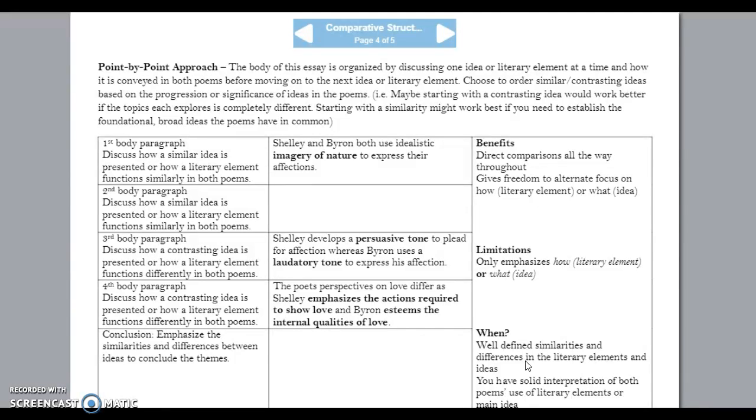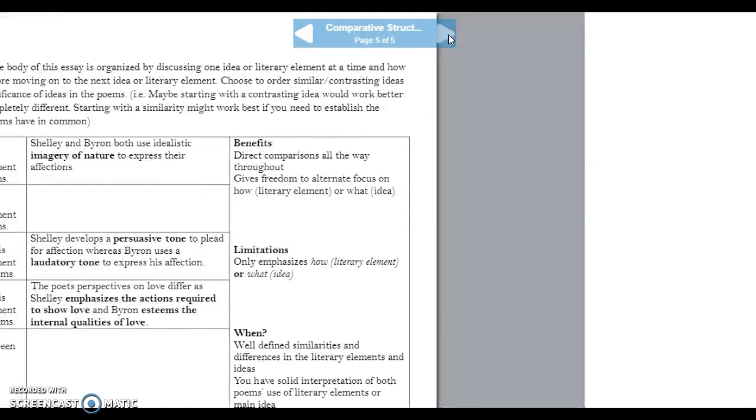So in the point-by-point approach, you're deciding what your similarities or differences will focus on, the how or the what. But the limitation is that you're not showing the how and the what all the way throughout your essay. So that is one kind of drawback between this one and the last one I'm going to show you. So the point-by-point approach is a good approach. It's more sophisticated because you're doing that direct comparison, but you're only showing one how or the what.